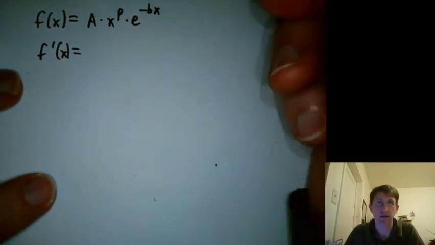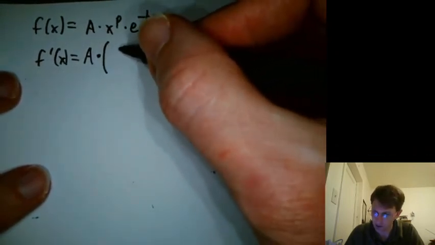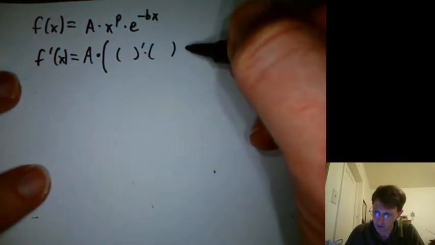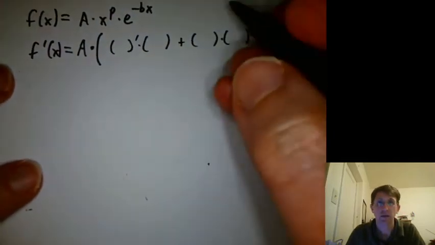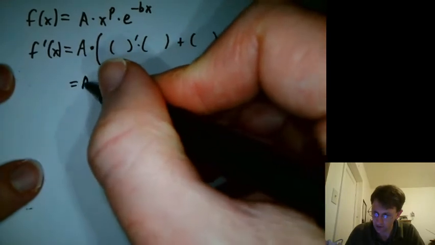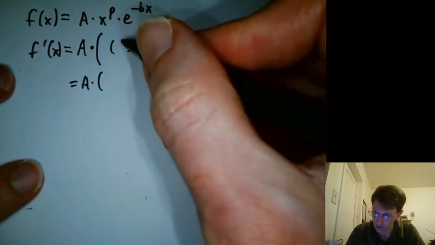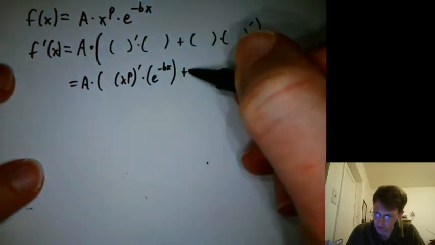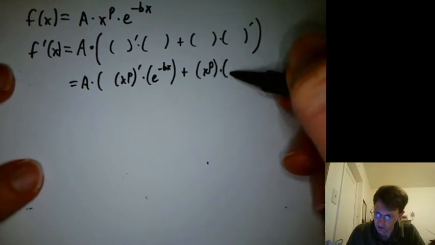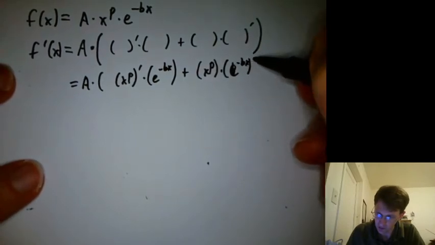So what is f prime? Well, a here is a constant vertical multiplier, so I can just use that as it is. I don't need to do anything with that. Other than that, I have the product rule here, so I'm going to make a lot of space, and product rule I think of as this prime times that plus this times that prime. It doesn't hurt to lay it out that way and then fill it in on the next line. So x to the p prime times e to the minus bx plus x to the p times e to the minus bx prime.